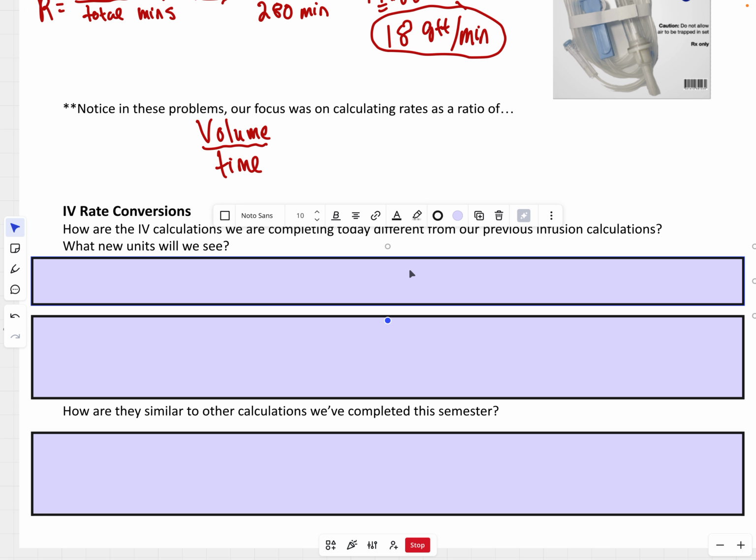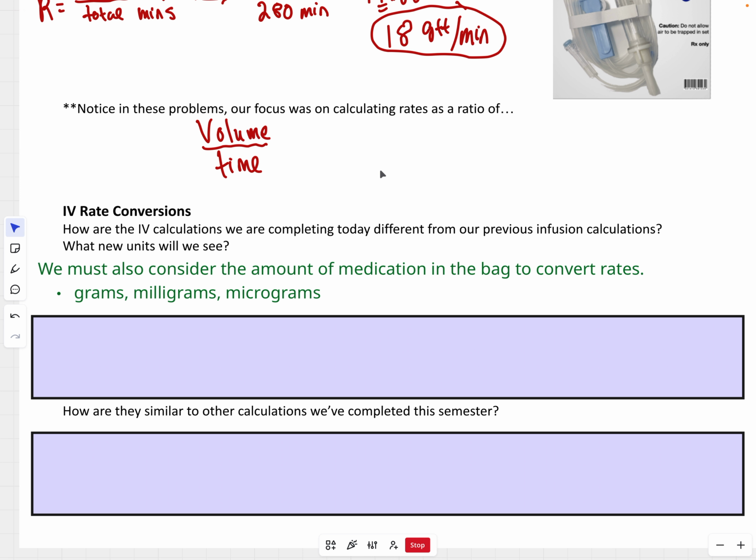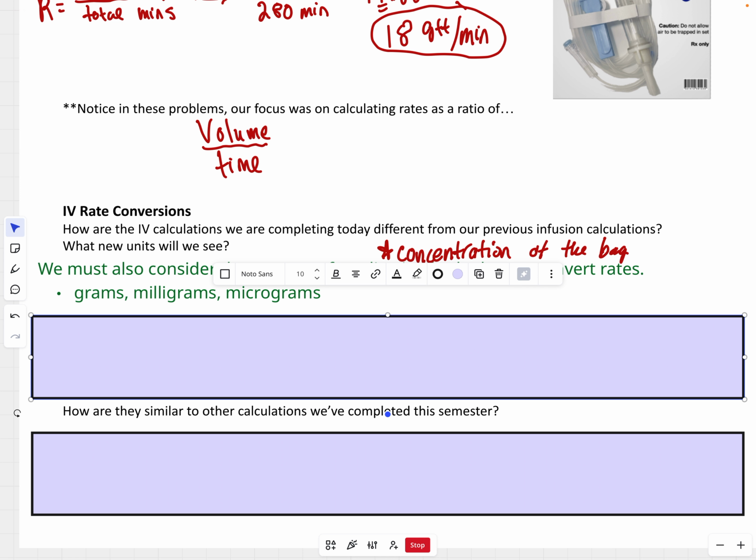So first, we're not just focused on the volume. We are also focused on the mass or the concentration of the medication in the bag. So we need to consider the concentration of the bag. And that means not just the volume, but also the chemical composition. So what's the mass? Oftentimes that's grams, or maybe there's a certain amount of milligrams of the medication in the bag. Sometimes there's a certain amount of micrograms.